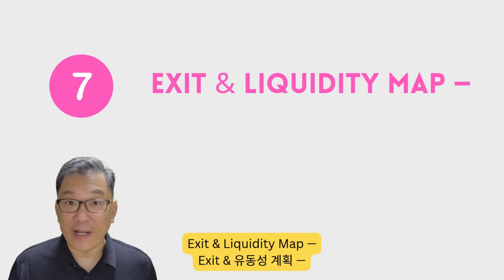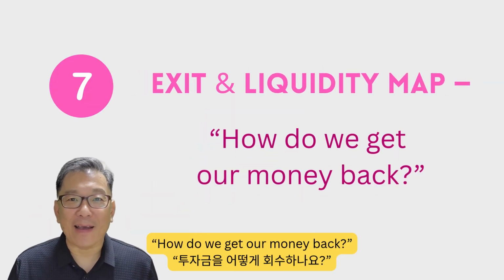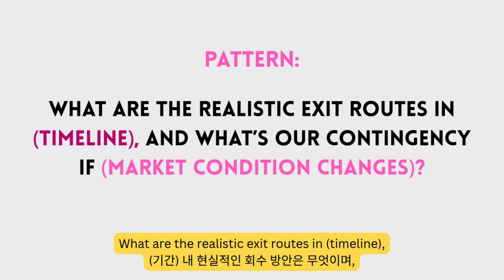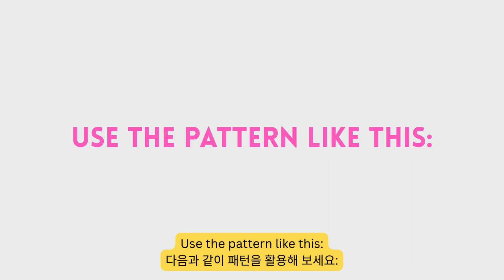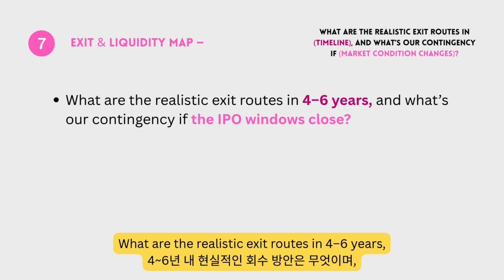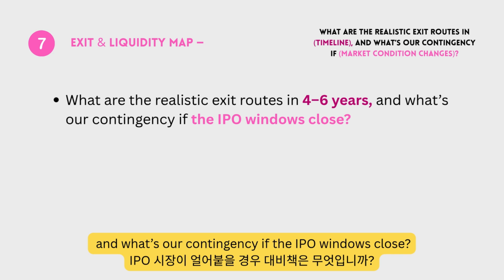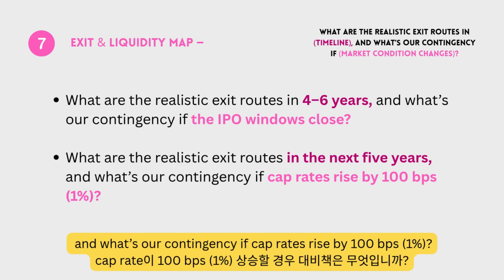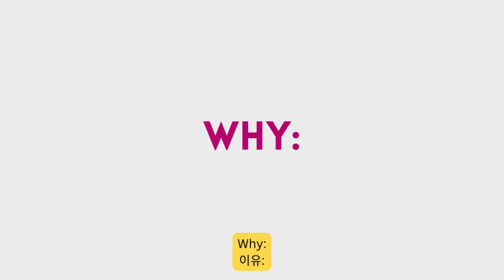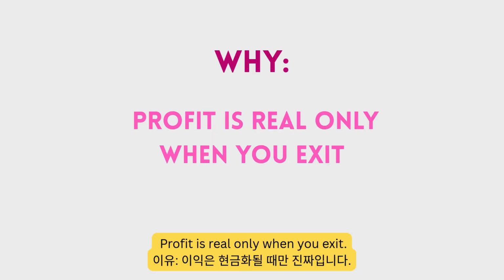7. Exit and liquidity map. How do we get our money back? Pattern: What are the realistic exit routes in timeline? And what's our contingency if market condition changes? Use the pattern like this. What are the realistic exit routes in 4 to 6 years? And what's our contingency if the IPO window closes? What are the realistic exit routes in the next 5 years? And what's our contingency if cap rates rise by 100 basis points? Why? Profit is real only when you exit.